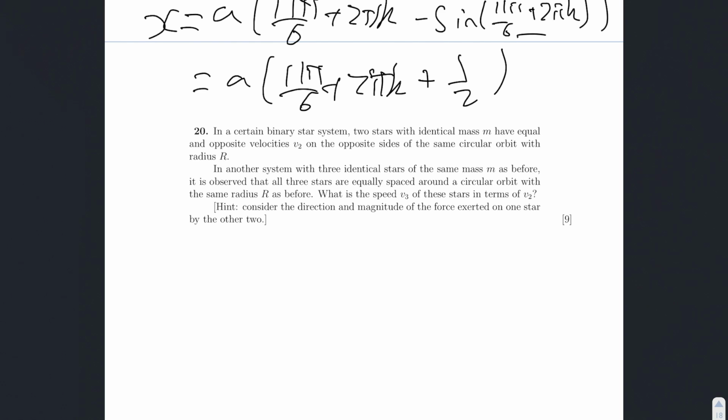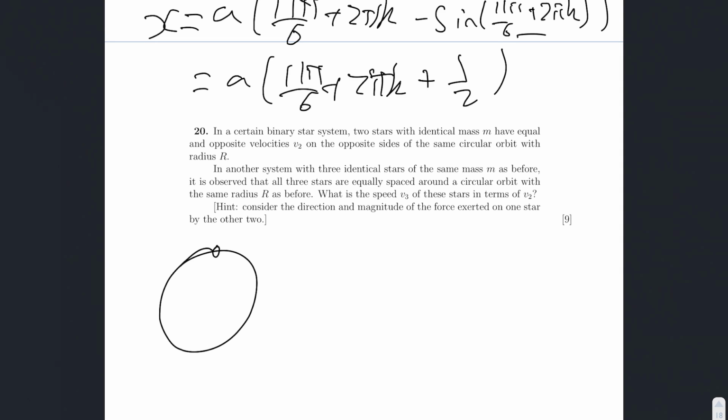So that's that question. In a certain binary star system, two stars with identical mass m have equal and opposite velocities v2 on opposite sides of the same circular orbit with radius r. In another system with three identical stars of mass m, as before, it is observed that all three stars are equally spaced around the same circular orbit with the same radius r as before. What is the speed v3 of these stars in terms of v2?